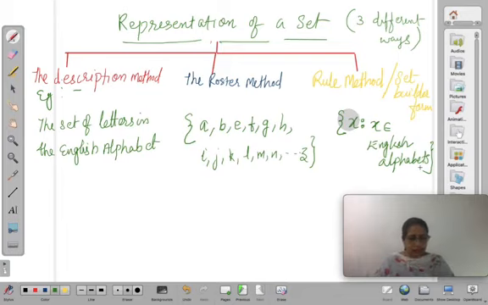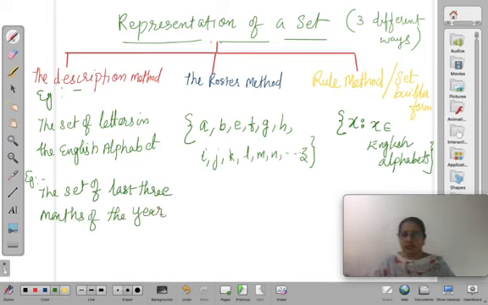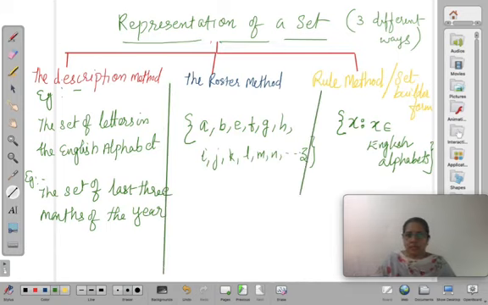The set of last 3 months of the year. So which method is that? My second example, the set of last 3 months of the year. Okay, so this method is known as the description method. That is, we are describing. So this method is called the description method.